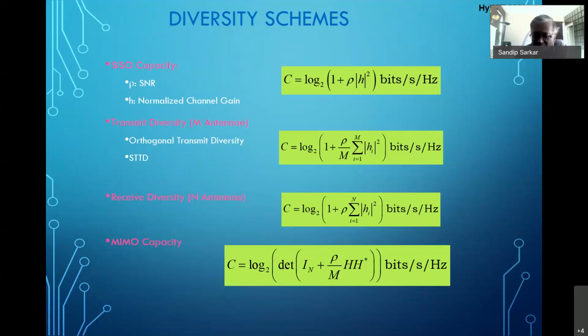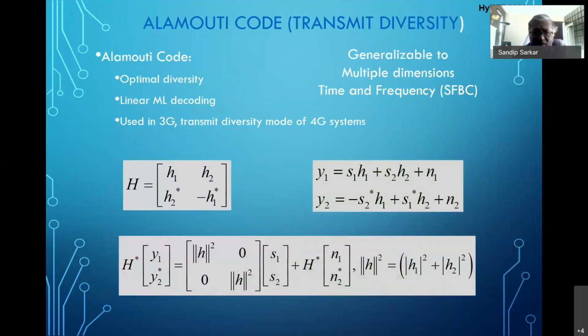And finally, you are well aware of the MIMO capacity. So for transmit diversity, if you look at that, the Alamouti code was the one that was used, or certain variations of it.